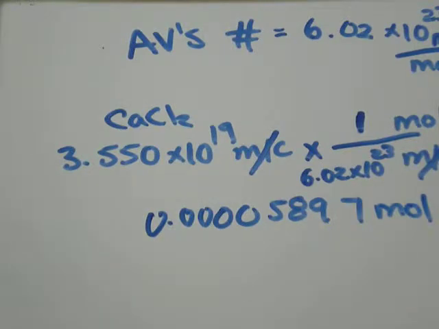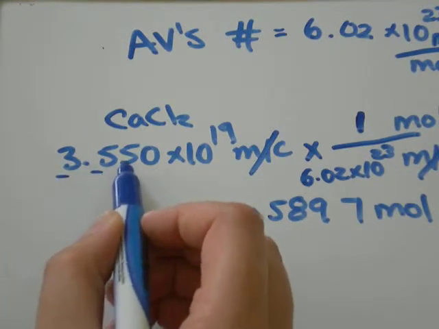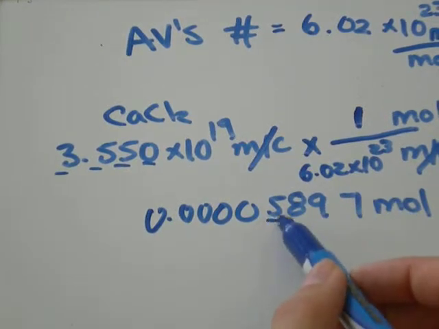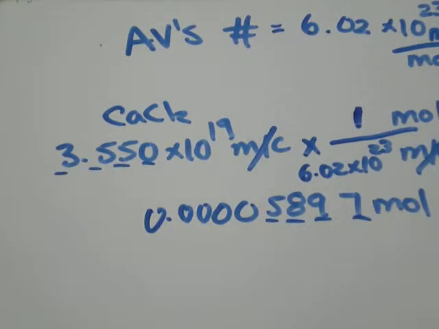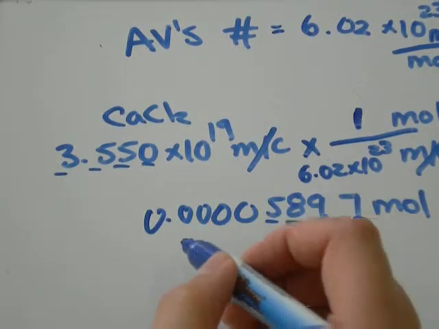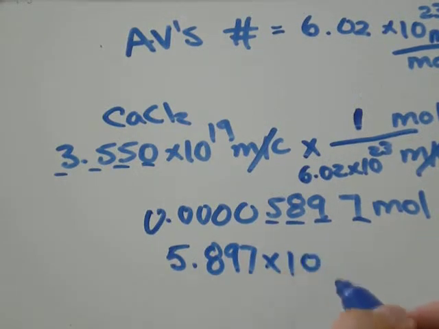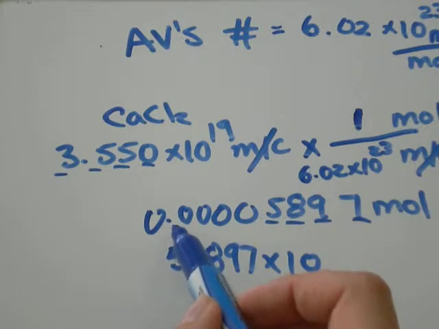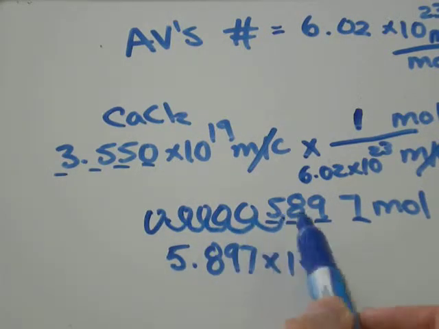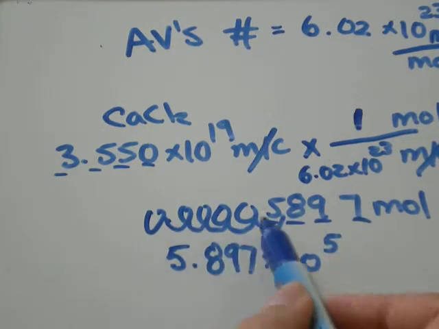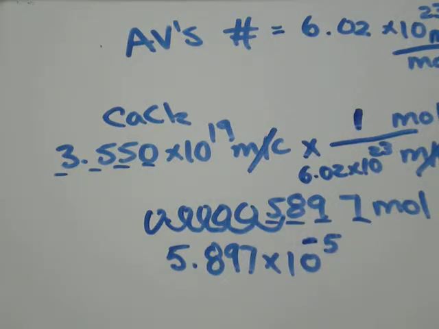Let's think about our significant figures. In the question we had 1, 2, 3, 4 that were significant, so we want to have 4 in our answer. 1, 2, 3, 4, and I'm just going to put that into scientific notation. So that would be 5.897 times 10 to the power of, how many times did I have to move the decimal? 1, 2, 3, 4, 5. And because this number was way less than 1, it's closer to being 0, so it's a negative exponent. 5.897 times 10 to the negative 5.